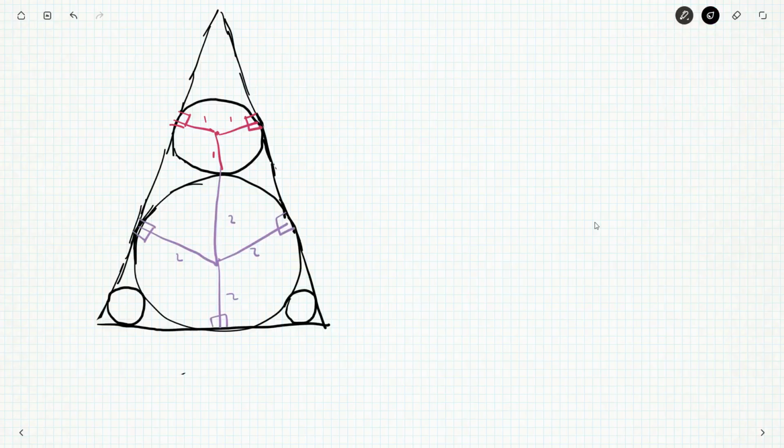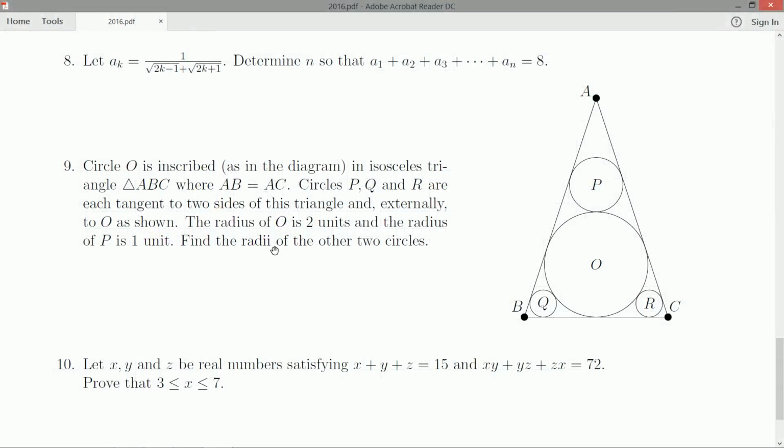And I spent so much time drawing the picture, I forgot what they asked me for.